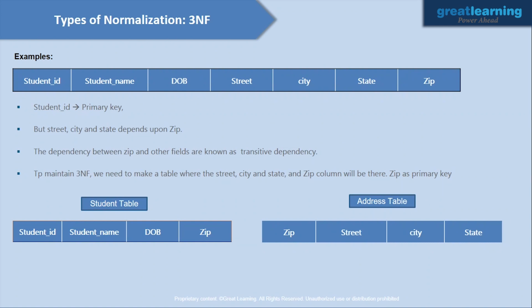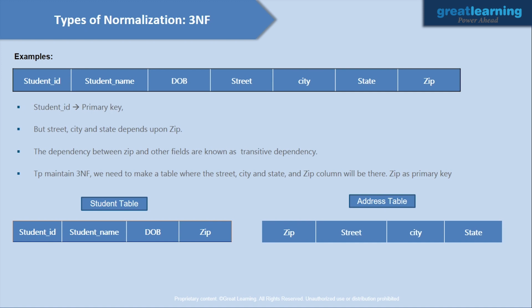Now let's have a look at an example of 3NF. Take an example of a table. Suppose you have student ID, student name, date of birth, street, city, state, and zip. Okay, so if you see the table, you can understand student ID will be your primary key, but street, city, and state depend upon zip, right? The dependency between zip and the other fields is known as transitive dependency. So this shows you what transitive dependency stands for, right?